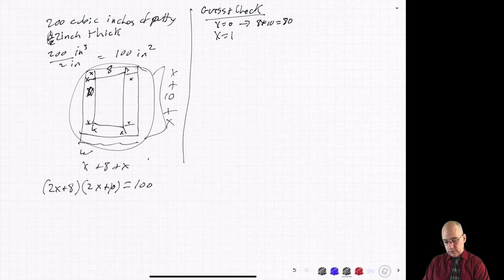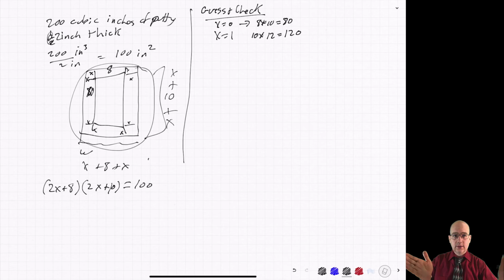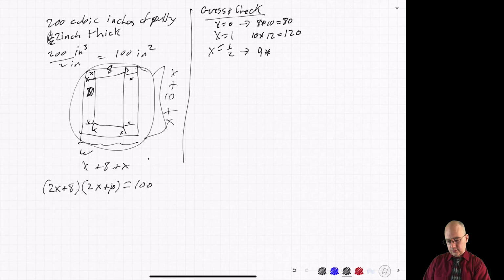x equals 1, we get 2 plus 8, which is 10, and 2 plus 10, which is 12, and so that's 120. All right, so 0 was 80, 1 was 120, and in the middle is what we want, 100. So we take the middle as our next guess. x equals 1/2. Plugging in 1/2, you get 9 for the first factor and 11 for the second, so that's 99. It's pretty close to 100. That's almost 100. We're done.